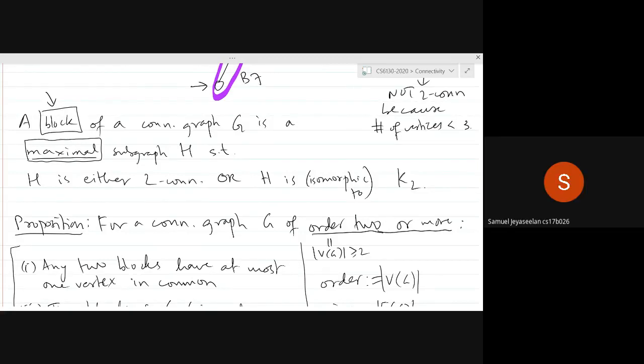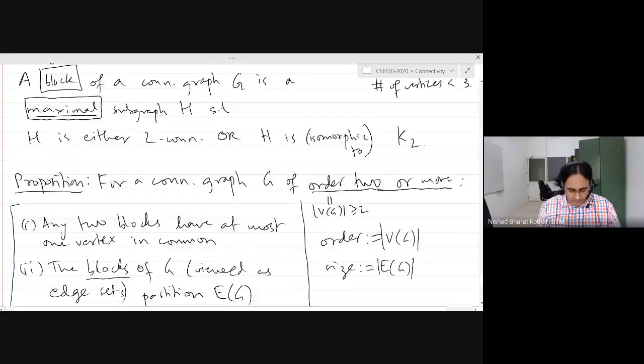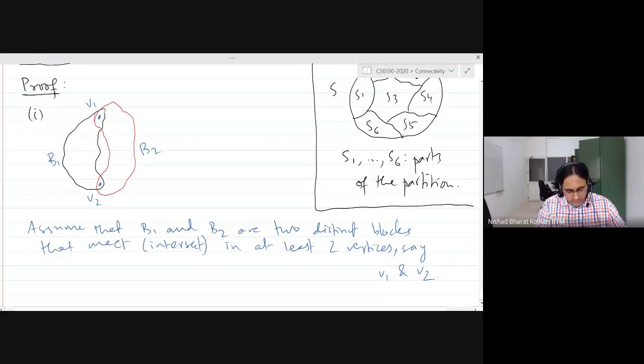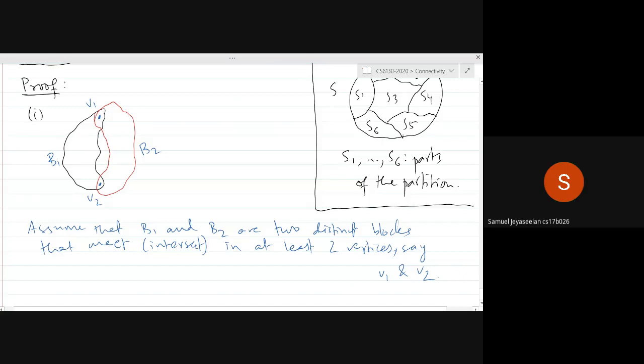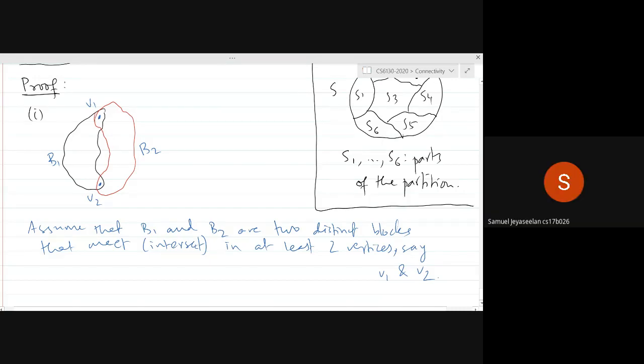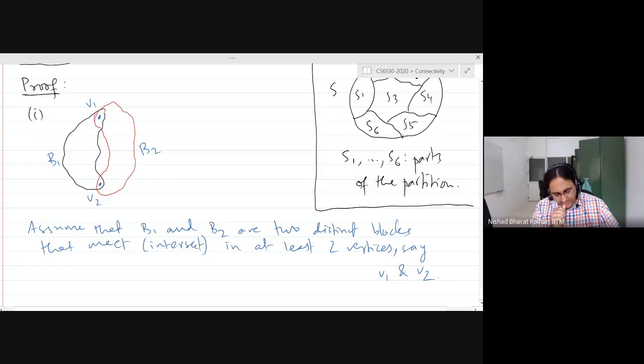So by the definition of a block, each block is connected. So there must exist a path from V1 to V2 in the second block as well. And that may or may not intersect with some other edges of the original block, but we can definitely construct an extra path from V1 to V2, and that would contradict the maximality of the two connectedness of B1. How would it contradict? Because adding another path from V1 to V2 is like adding an open ear. I see. This is very interesting.